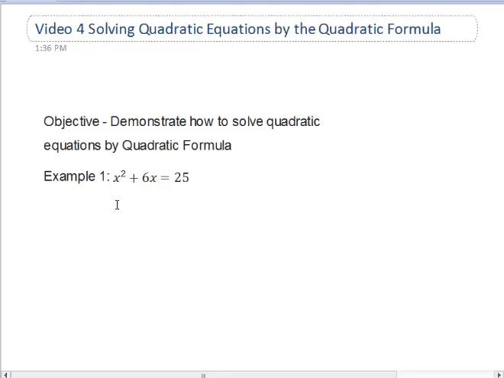Hello students, this is Mr. McAllen and this is our fourth way of solving quadratic equations, but this time we're going to do it by using the quadratic formula.